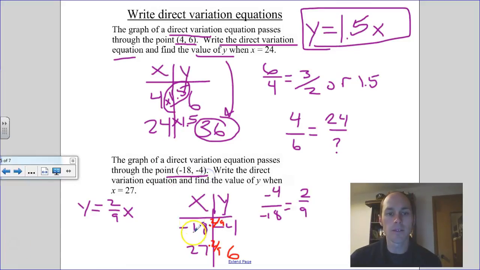Okay, so I can compare the x and the y. If I divide my y by x, I get 2/9, which would be my constant of variation. So my equation would be y equals 2/9 times x. Multiply my x by 2/9, and I get 6. Okay?